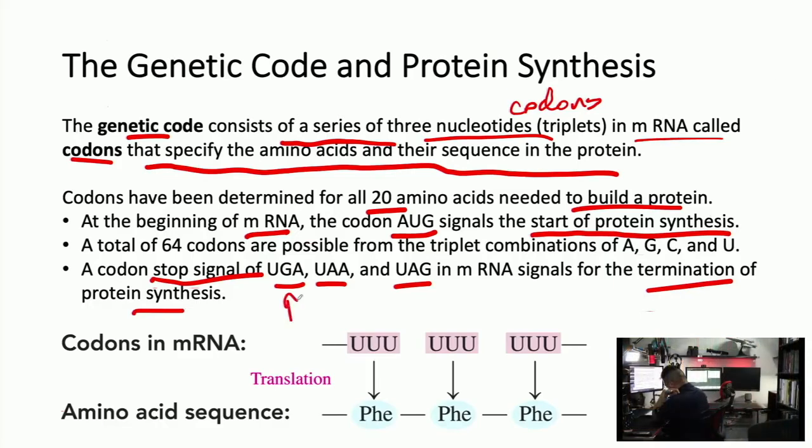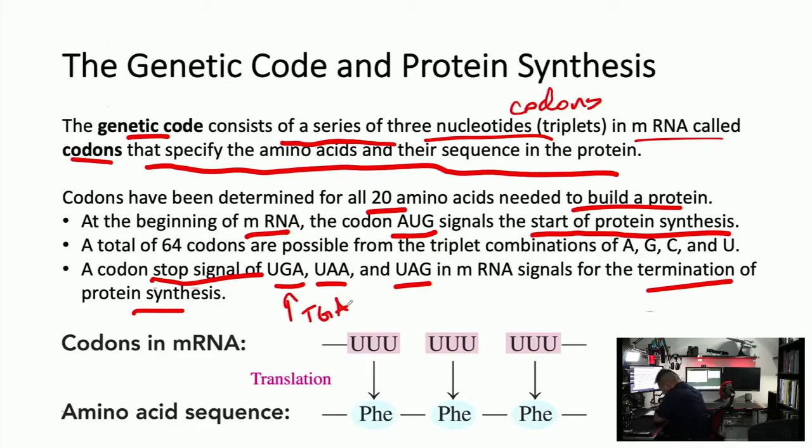My favorite is UGA, because whenever you're actually coding it in DNA, it's TGA. I don't know why that's my favorite. That's a really weird thing to say. Really weird. Anyway, but yes, that's how you know.